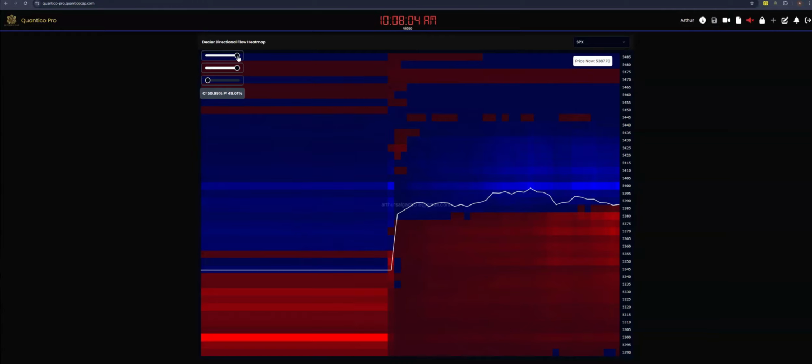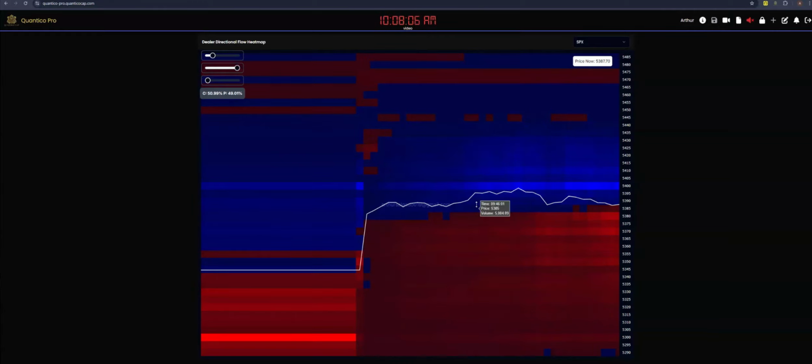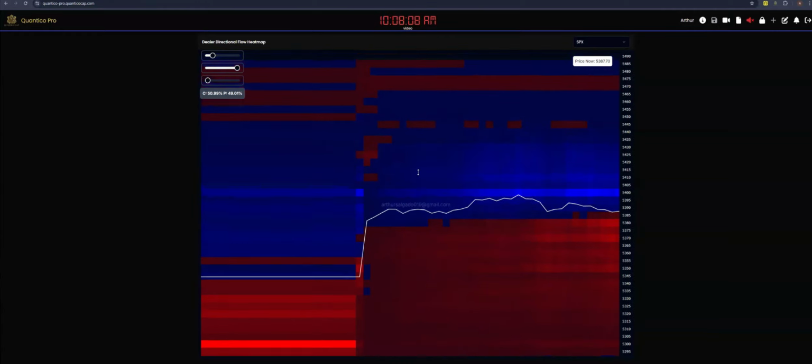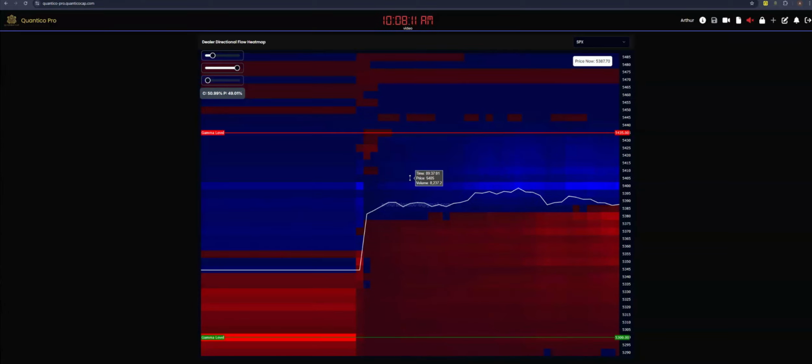And that's the DDF heat map, one of our most important indicators in the entire system. We use this to confirm, we use this to take trades, and we use this with the daily trading plan every single day.